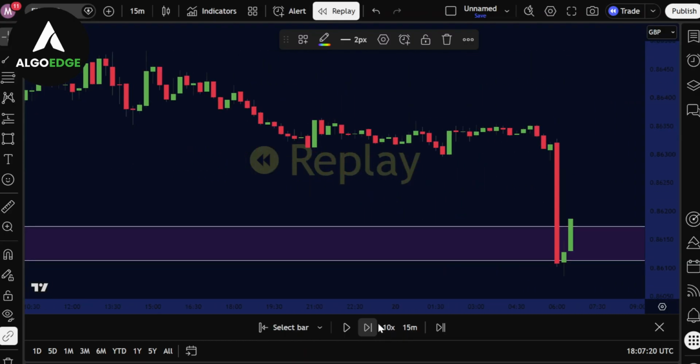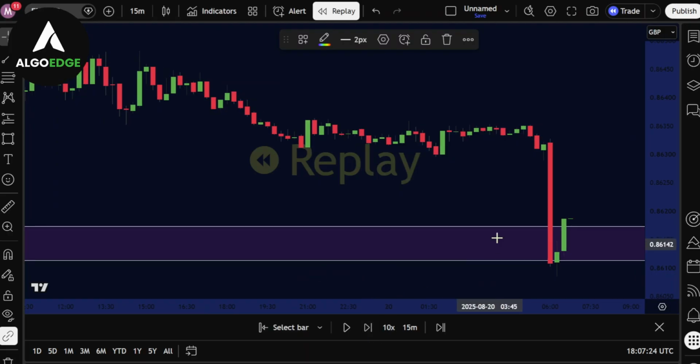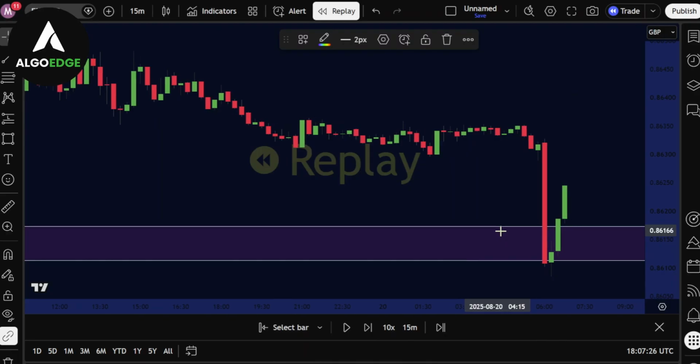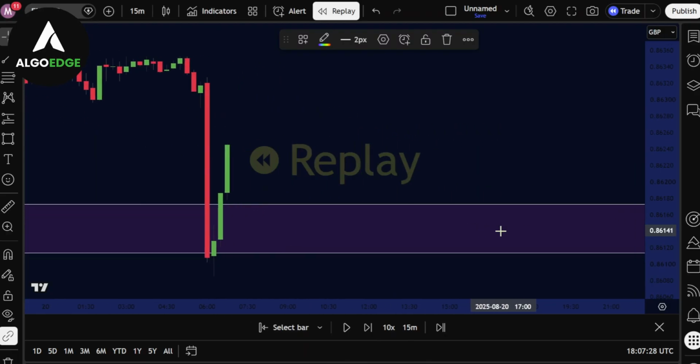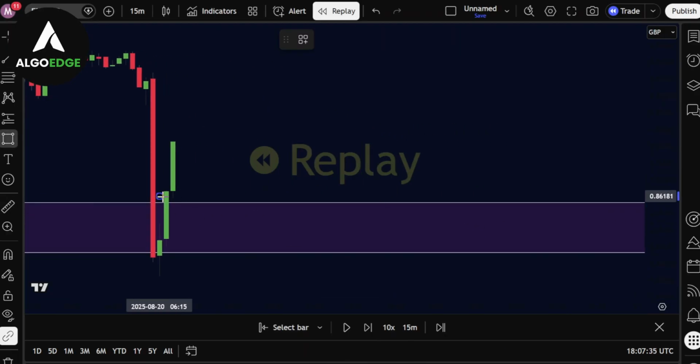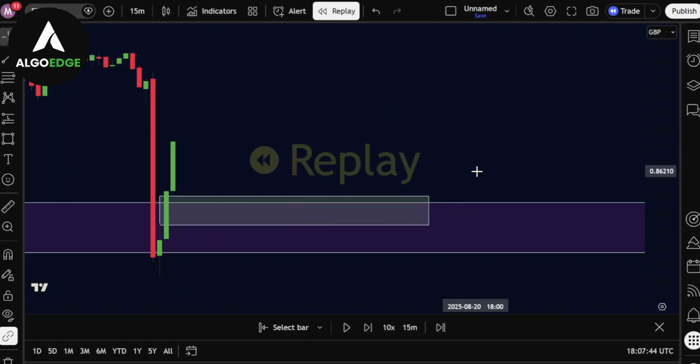Eventually, price returns to the zone. But here's the interesting part. We now discover another bullish fair value gap on the 15-minute chart, and it overlaps with our H4 fair value gap. This overlap creates an even stronger area of interest.